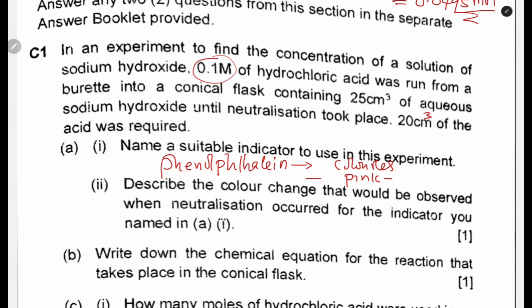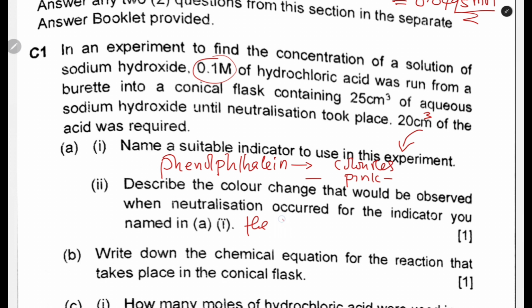So now describe the color change that would be observed when the neutralization occurred. When you are doing titration, you put the indicator in the acid and then you open the burette where there's a base. It is running into the solution. So when all the acid is neutralized, the indicator turns pink, which means you have some presence of the base. I guess you understand that. So describe the color change.